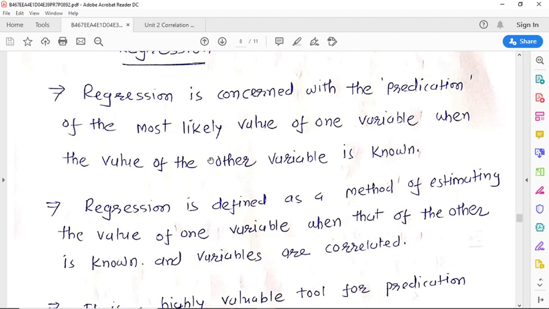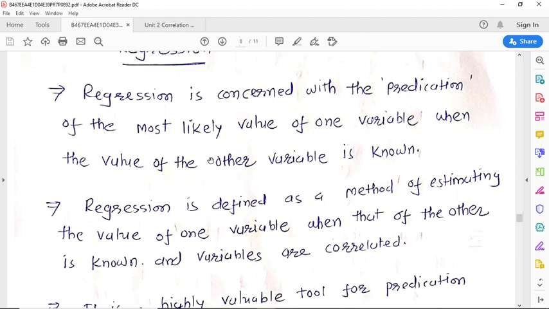Which value is known? The company needs 600,000 sales, so this is known. We know that the company needs 600,000 sales this year. So how much do they need to spend on advertisement of its product? That is unknown, which they need to calculate by using the regression idea. So that is the definition.